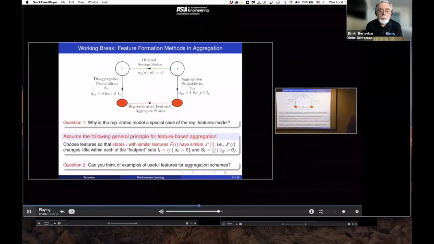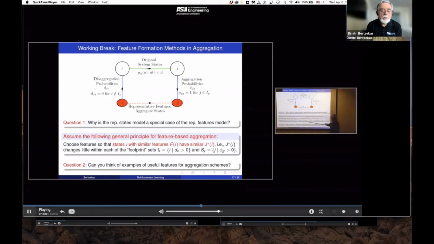Okay, so let's take another break just to give you some time to assimilate this concept a little bit, but I'm going to ask you the following question. This is the figure I had in the previous slide. Why is the representative states model a special case of the representative feature model? Now that's an easy question, just to warm you up. And here's another question.